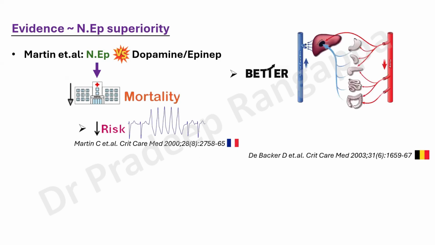And even this study from Belgium by De Backer et al. showed that norepinephrine, contrary to the initial thought that it will compromise splanchnic perfusion, maintains better splanchnic perfusion. Norepinephrine is shown to have better splanchnic perfusion. And studies in rats have shown that norepinephrine, in fact, preserves intestinal perfusion much better than other agents.